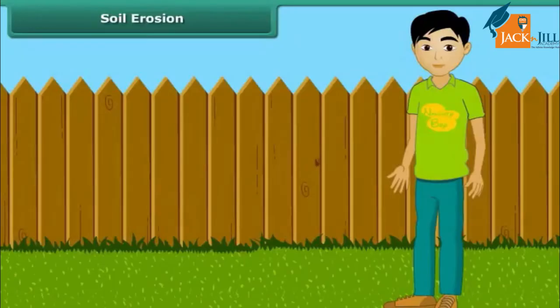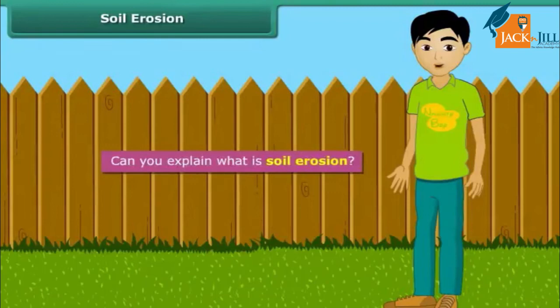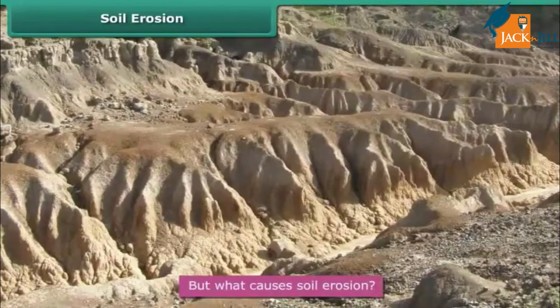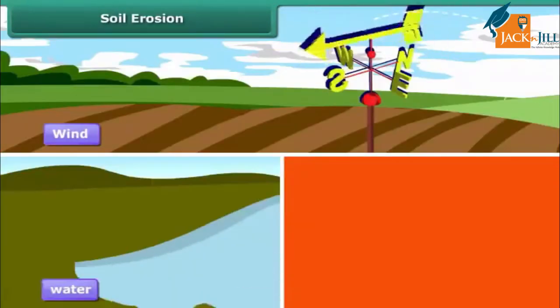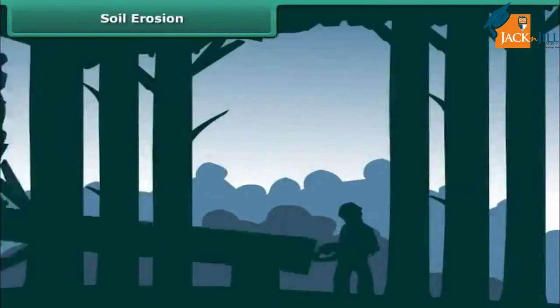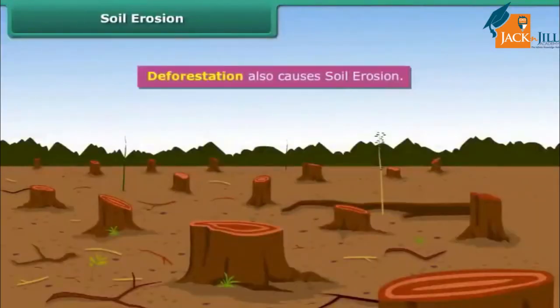Soil erosion. Can you explain what is soil erosion? Well, soil erosion is a process of removal of the top layer of the soil. But what causes soil erosion? Basically, it is caused by the action of wind, water, and ice. These are the agents of soil erosion. Apart from natural agents, human activities like cutting down the trees also cause soil erosion.